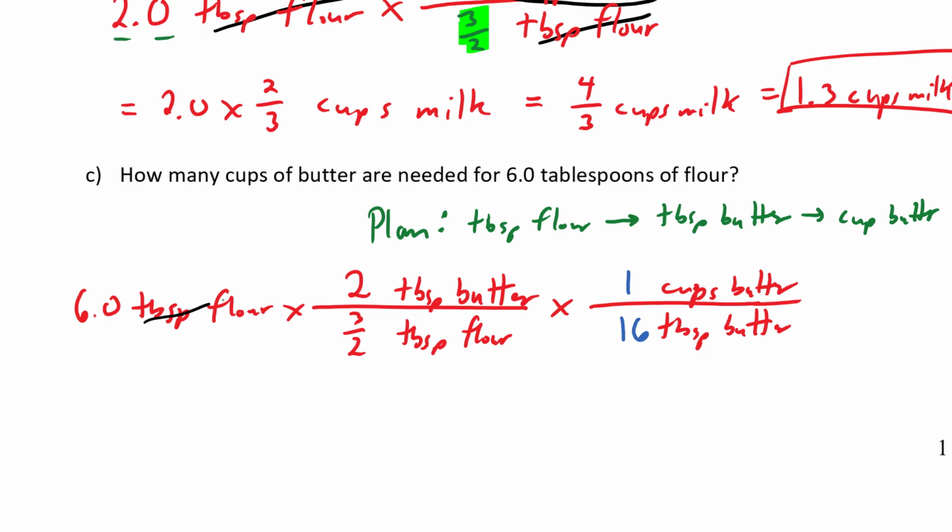With units now, tablespoons of flour cancel out tablespoons of flour. Tablespoons of butter cancel out tablespoons of butter. I'm left with cups of butter. Exactly what I asked for. Do the math now.